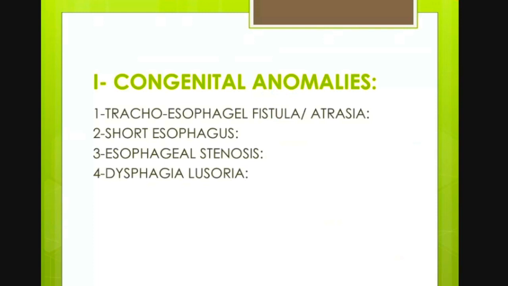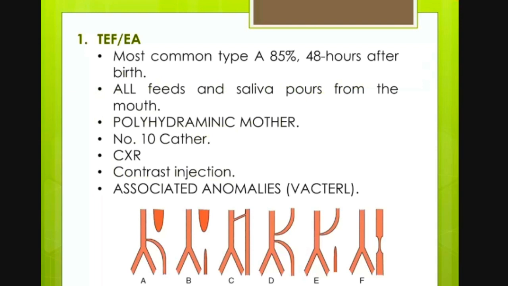Second, a short esophagus. Third one, an esophageal stenosis. And fourth one, it will be dysphagia disorder. Now, which is the most common one? We call it the tracheoesophageal fistula and esophageal atresia.